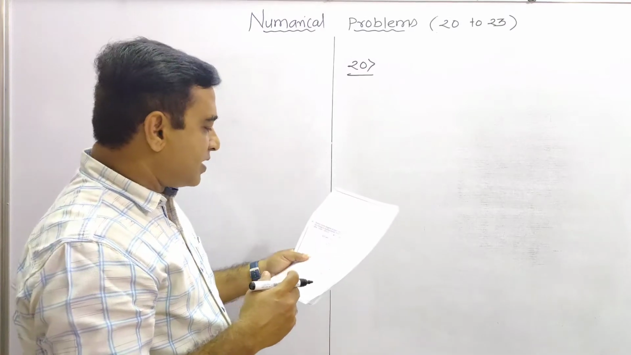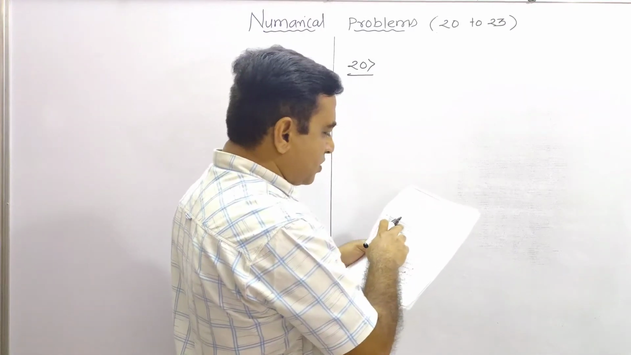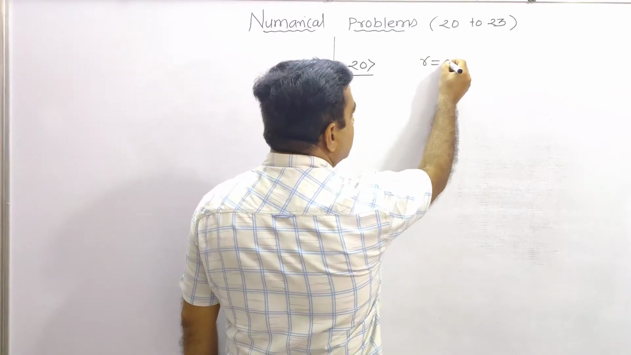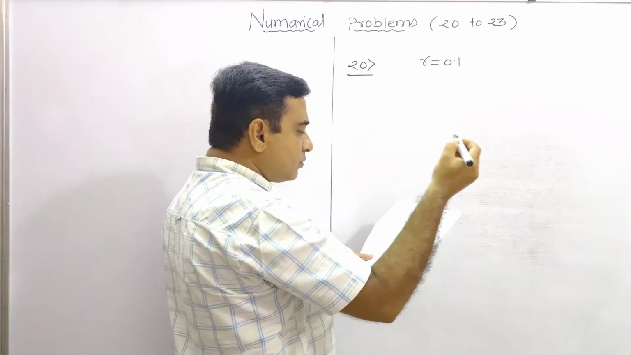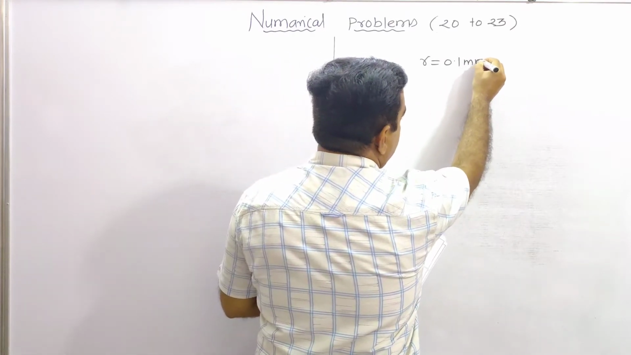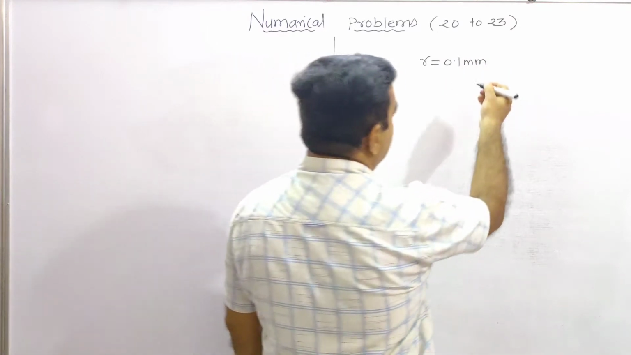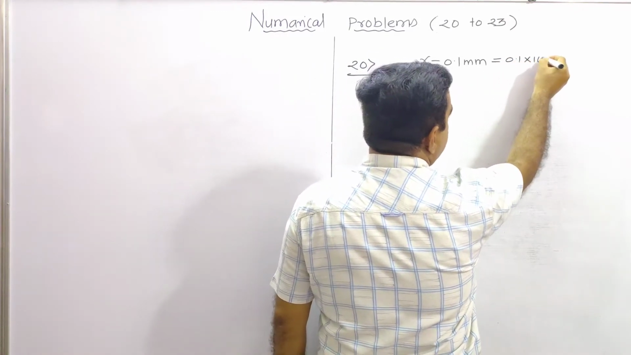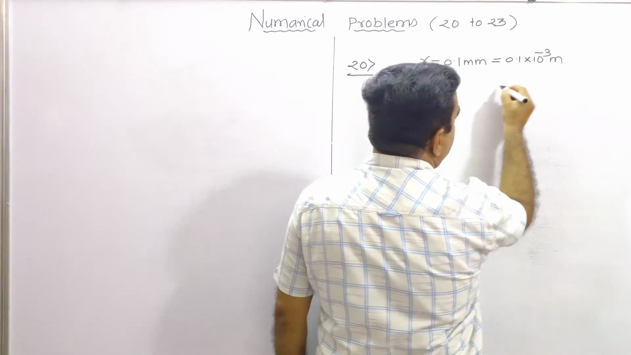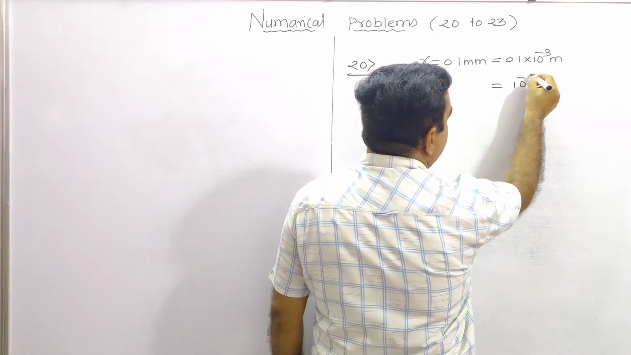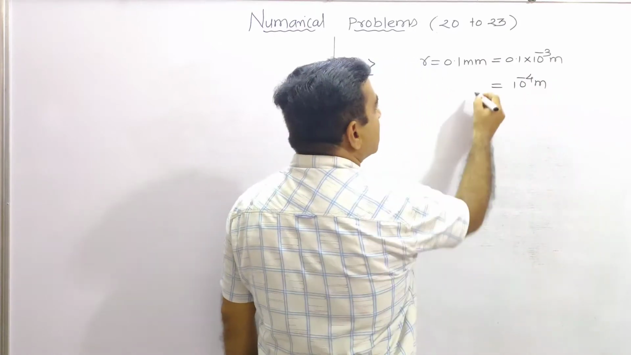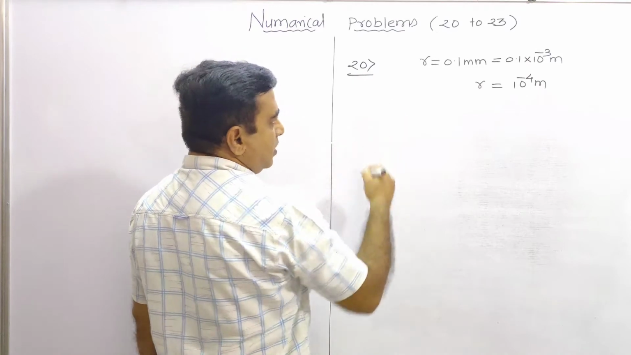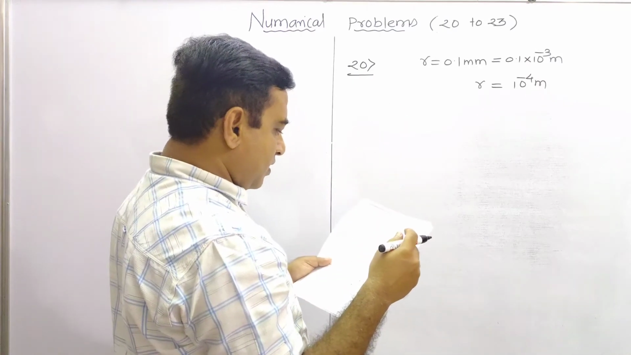The data I am going to write here: the radius of the 27 droplets of water, small r, is equal to 0.1 millimeter. We need to convert that. That is 0.1 into 10 raised to power minus 3 meter, which means 10 raised to power minus 4 meter. This is your radius. Now what are the next factors given here?